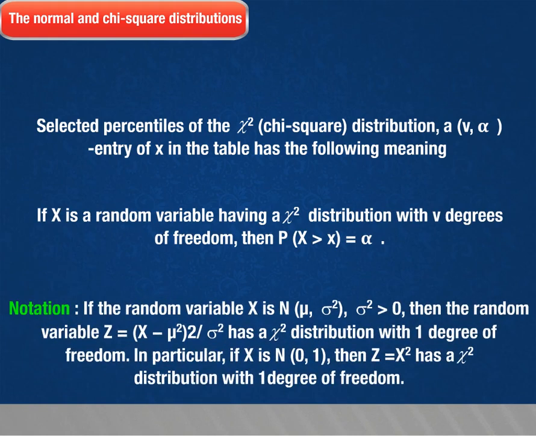Notation: if the random variable X is N(mu, sigma square) with sigma square greater than 0, then the random variable Z is equal to (X minus mu) square divided by sigma square has a chi-square distribution with 1 degree of freedom. In particular, if X is N(0, 1), then Z is equal to X square has a chi-square distribution with 1 degree of freedom.